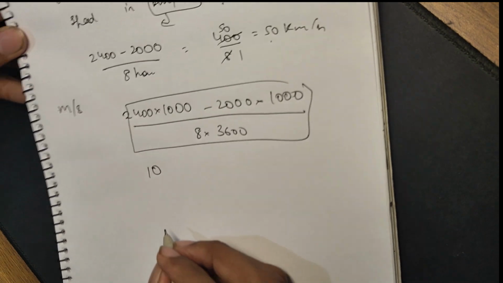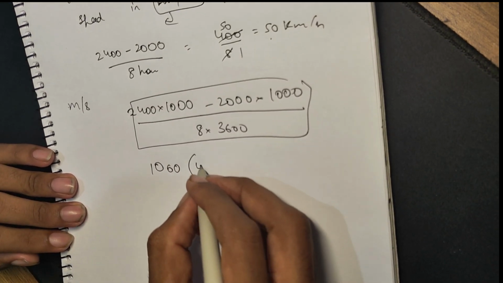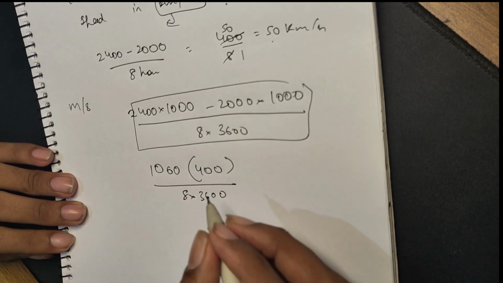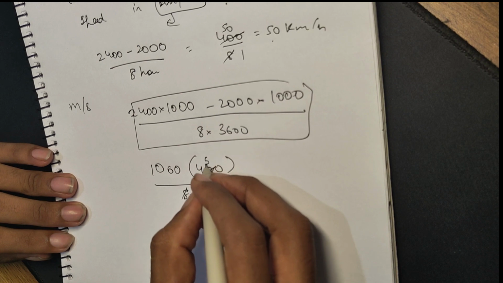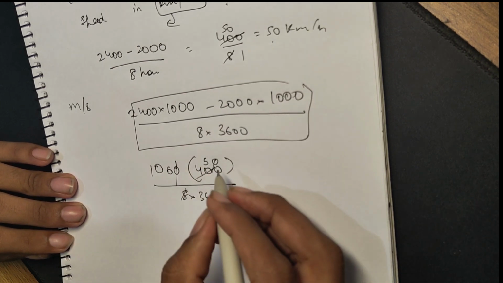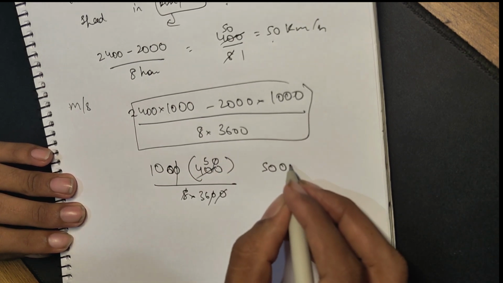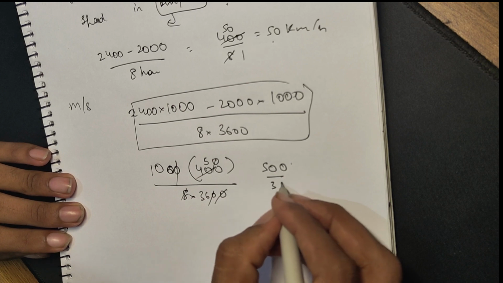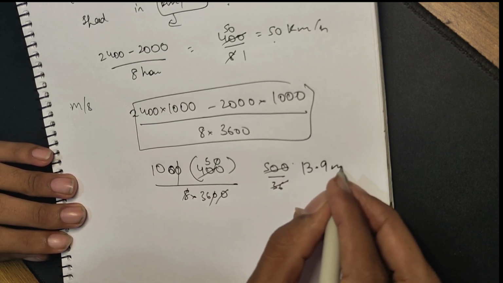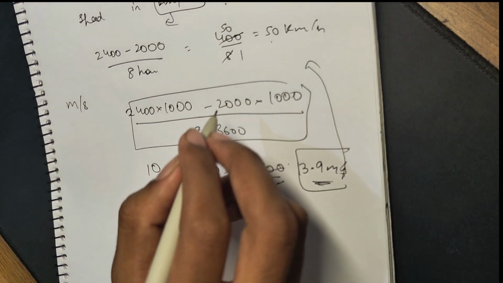Let us take the value of 1000 common. 2400 minus 2000, that is 400, by 8 into 3600. Now what is the value? 8 goes here. What did you get? 50, right? 10 gone, 10 gone here. What is this? 500 by 36, which is 13.9 meter per second. Got it? So this is in meter per second, and this is in kilometer per hour.